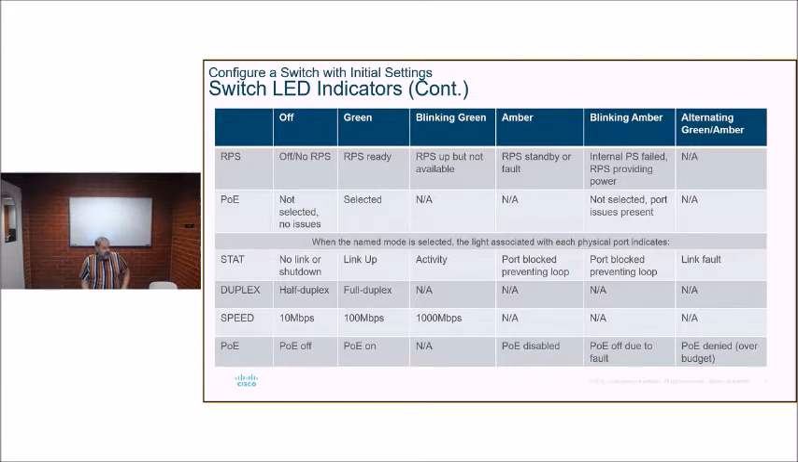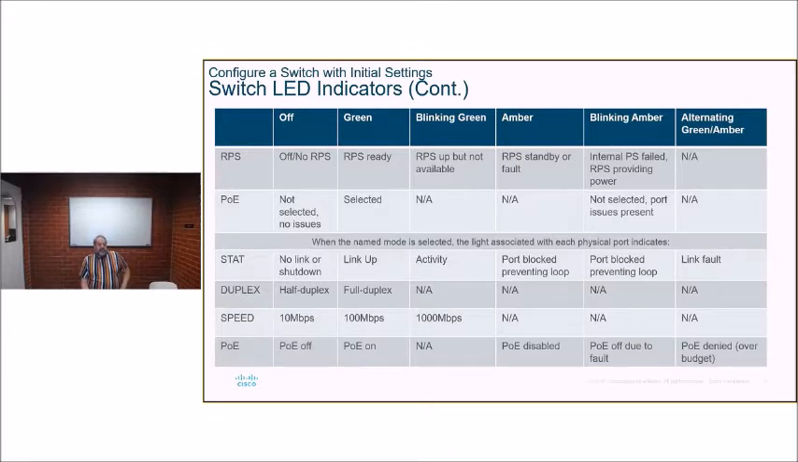When it comes to the status, if there's no LED, it means it's off. Green means the link is up. Blinking green means there's traffic moving on that port. Amber means the port has been blocked to prevent a loop, that's Spanning Tree Protocol. Blinking amber again means the port is blocked and preventing a loop. Alternating green and amber means there's a fault on the link.